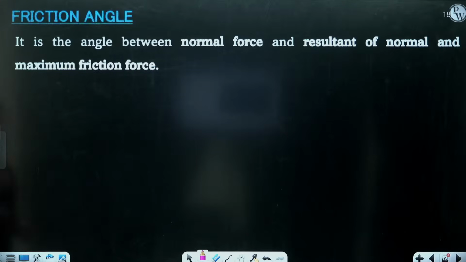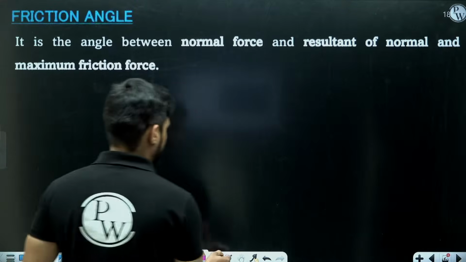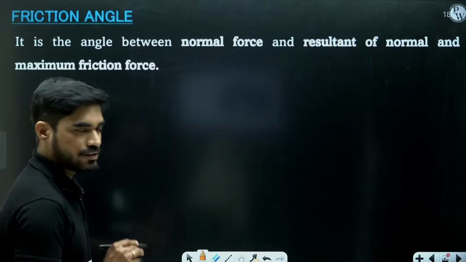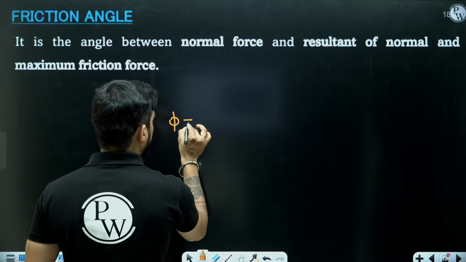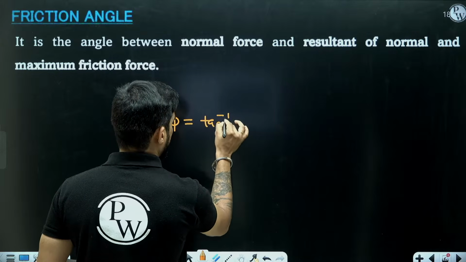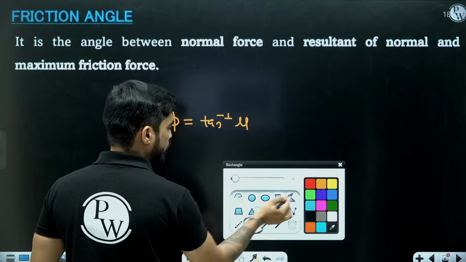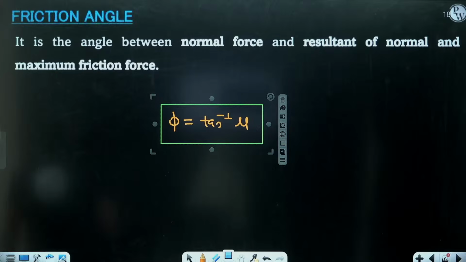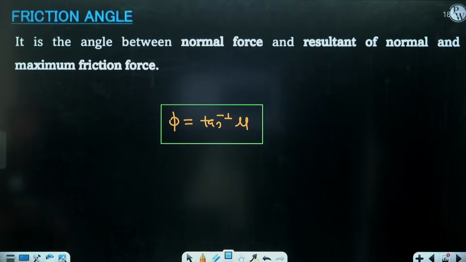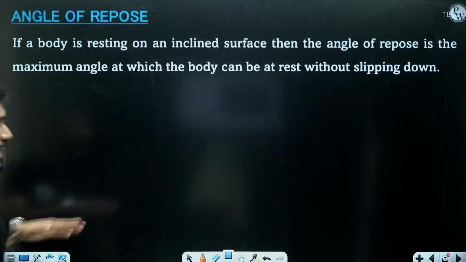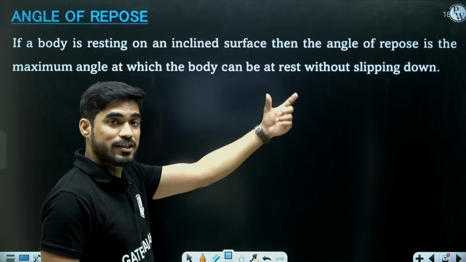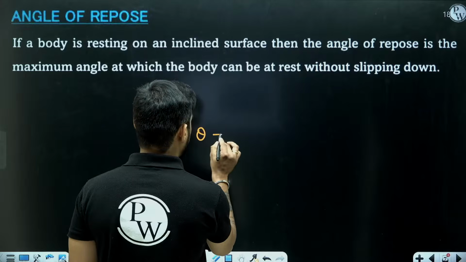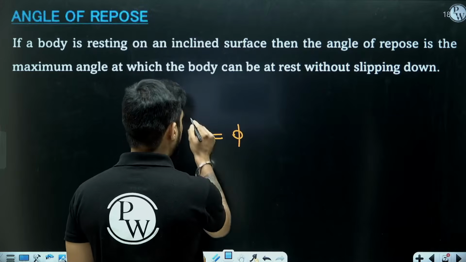Then we saw what is friction angle. What is friction angle, beta? It is the angle between the resultant and the normal force, and it is given by tan inverse of mu. If you put mu s, then it is the static friction angle. If you put mu k, then it is the kinetic friction angle. And then we saw angle of repose, the angle at which the body starts sliding down an inclined surface, and its value is equal to the friction angle.